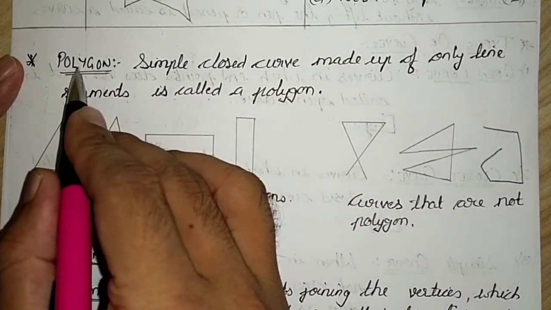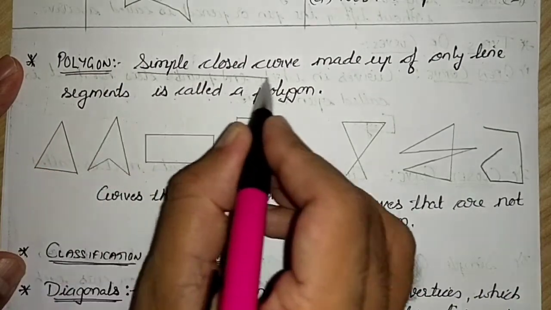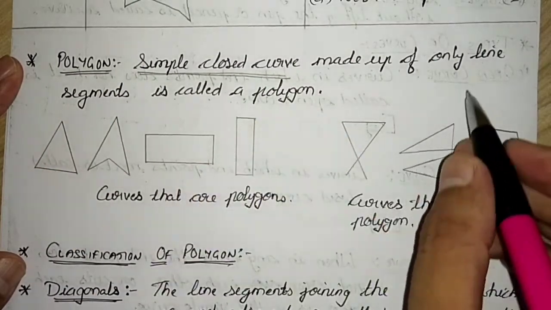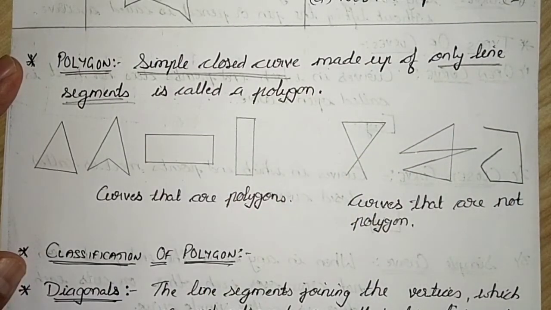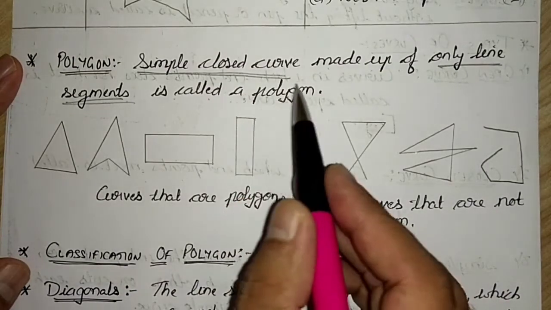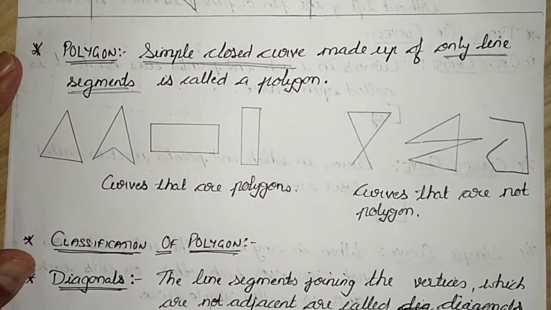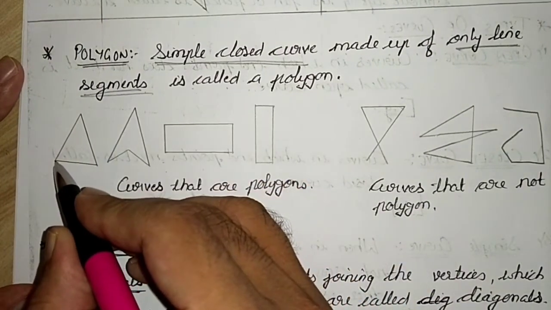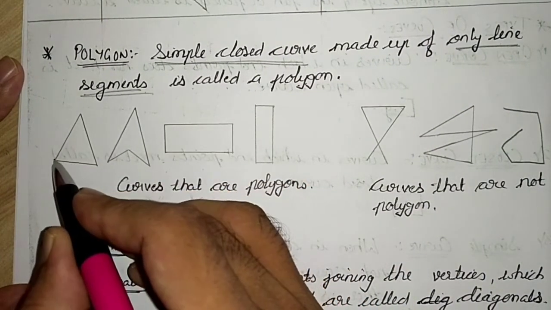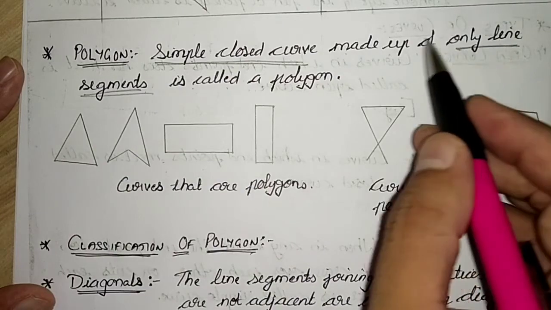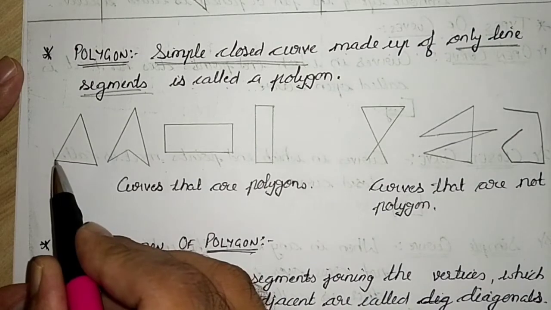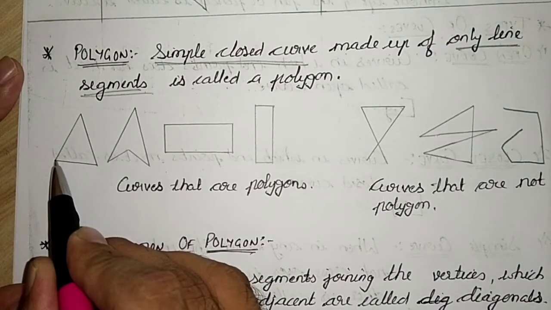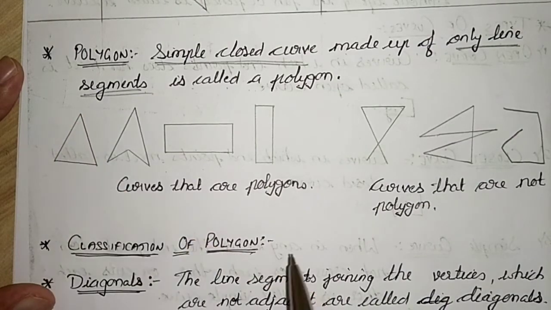Here, for a polygon, it has two conditions. It must be a simple closed curve and also made up of only line segments. Then only the figure will be called a polygon. Let us see. Here, starting from here, it is made up of line segments, so this condition is satisfied. And for a simple closed curve, the endpoints must meet at a single point. So it is meeting. So we can say this is a polygon.